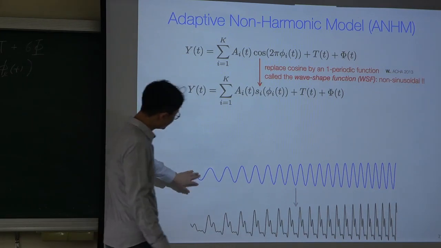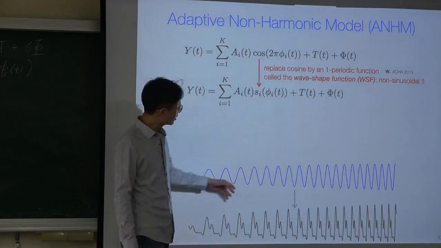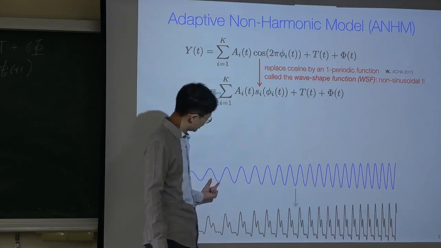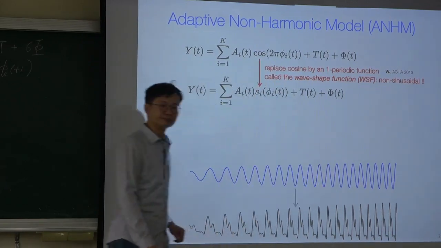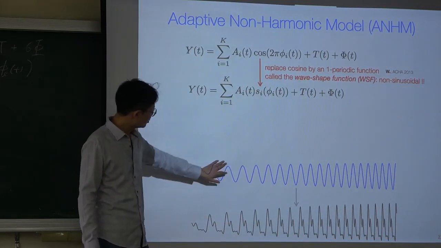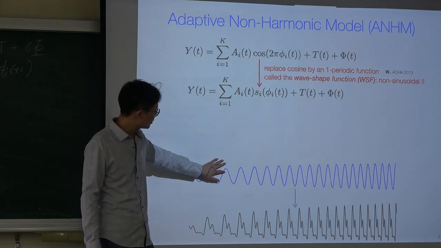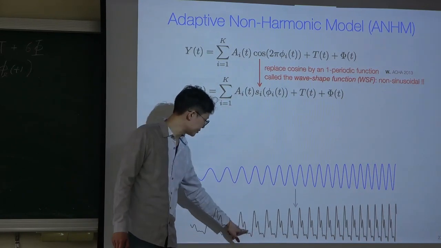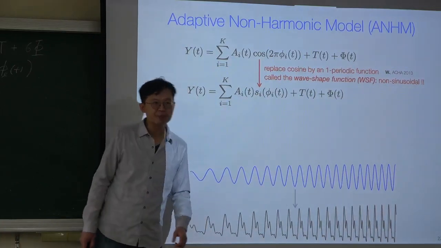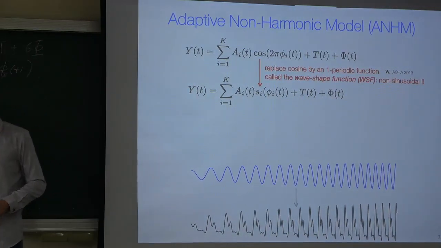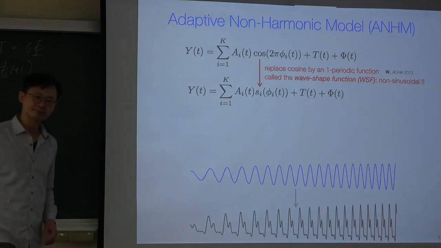And this is how the signal looks like. You have a cosine function, and you can see the oscillation, speed increases, amplitude increases. And now we replace the cosine function by something one periodic, and that is how the signal looks like. It becomes much more complicated, but actually the essence is the same.